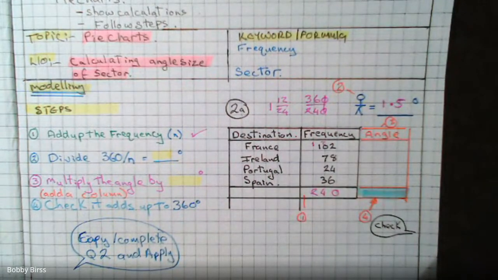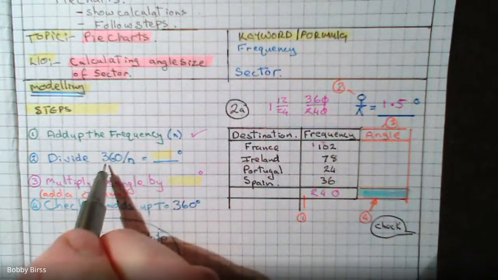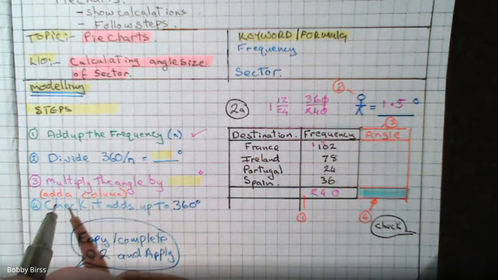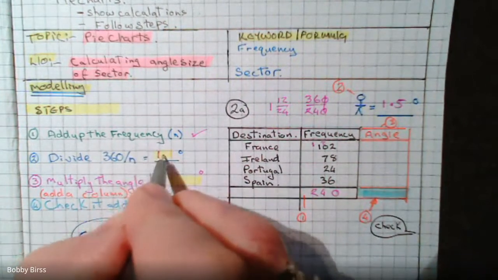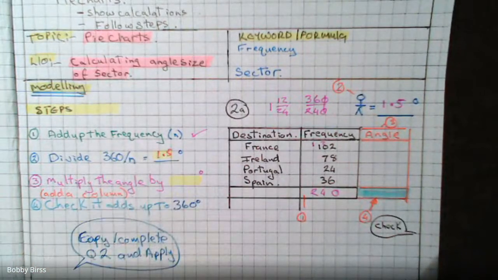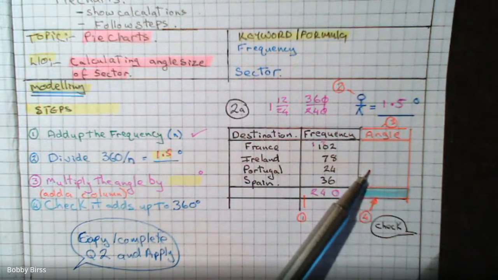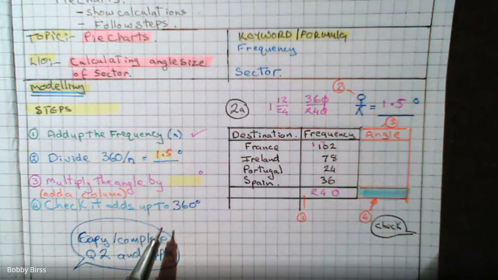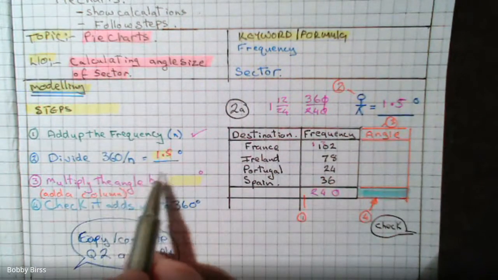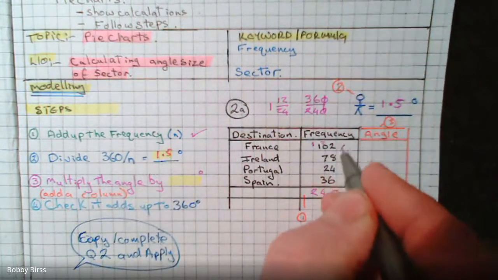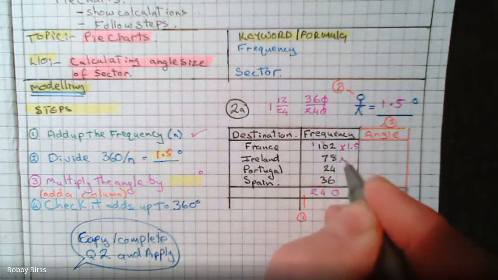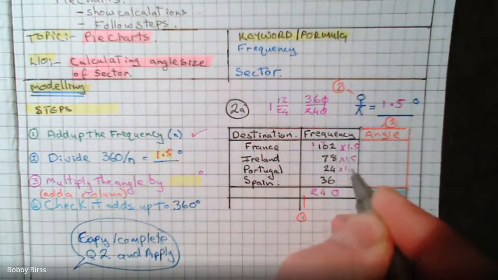The numbers aren't really nice, so having a calculator will be helpful for that one. 360 divided by 240 means each person is worth 1.5 degrees. Now, I need to add a column, which is what some of us weren't doing when we attempted the work last time round. If I add a column for the actual angle size, if I've got each one's worth 1.5, this is what I like about it, times 1.5, times 1.5, times 1.5, and times 1.5.